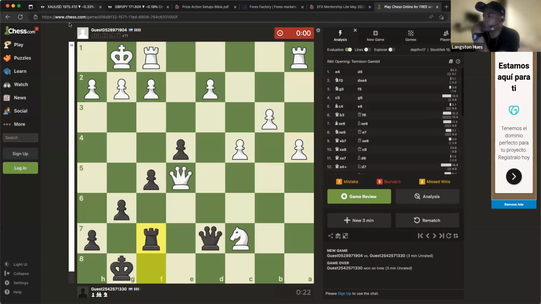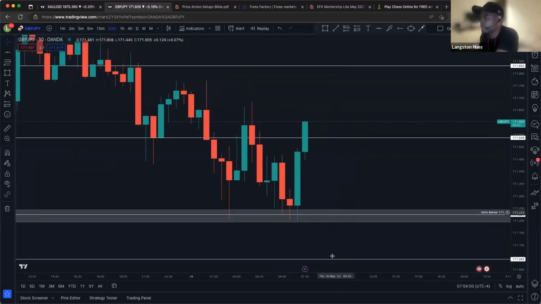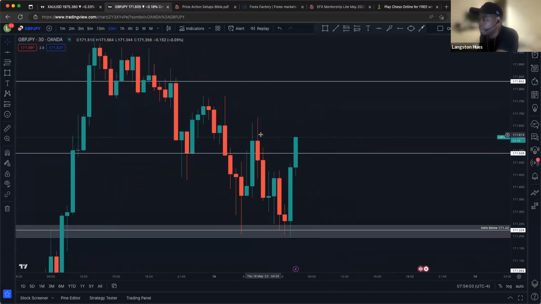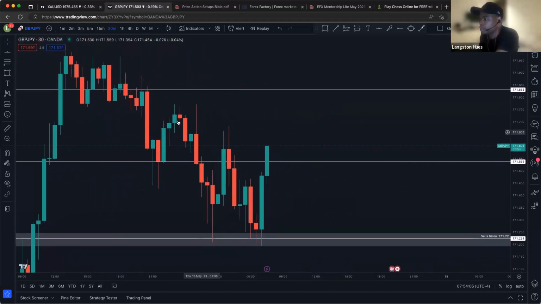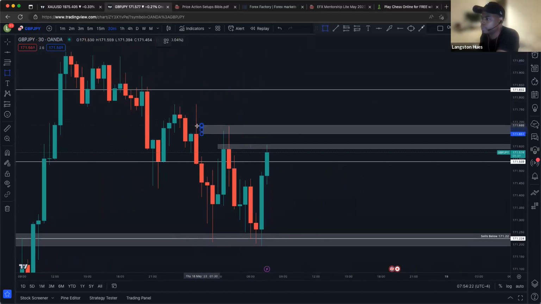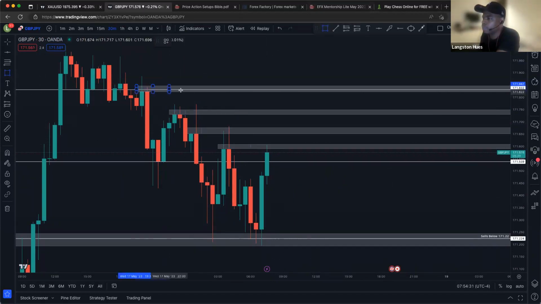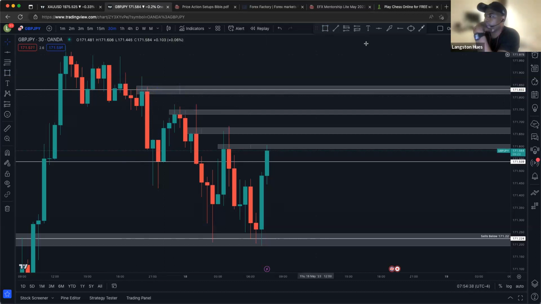Okay, so let's see. Rejection on gold. British pound driving up, breaking this level potentially. Nothing is clean here for the buys. You got price with a level right here. Then, of course, you have this level right here that we first drew out earlier. So there's nothing clean here. We just got to wait.